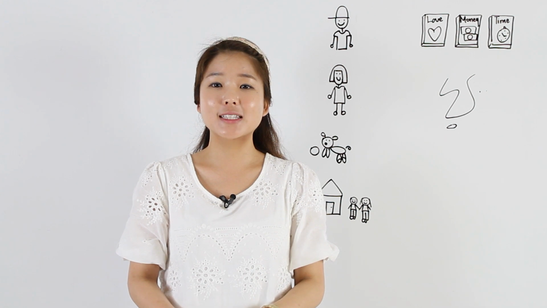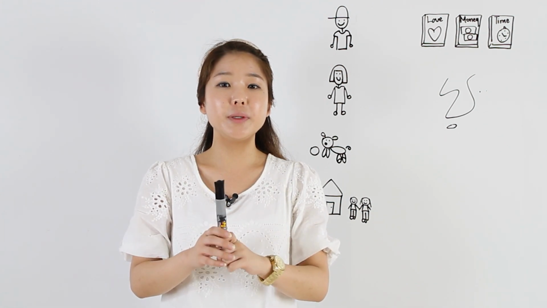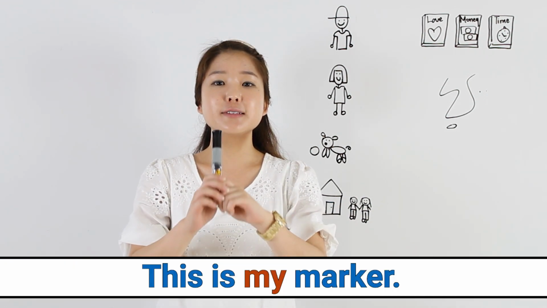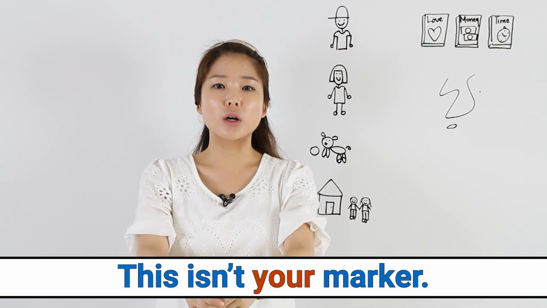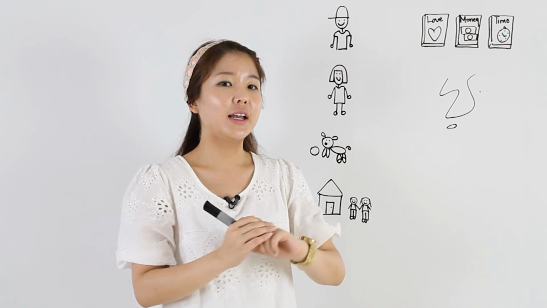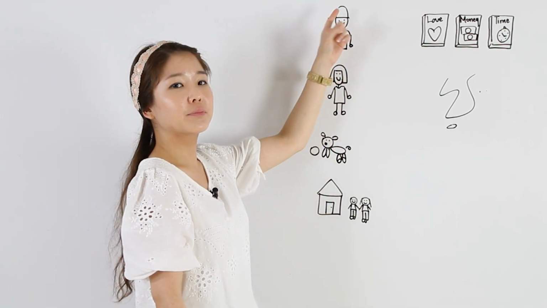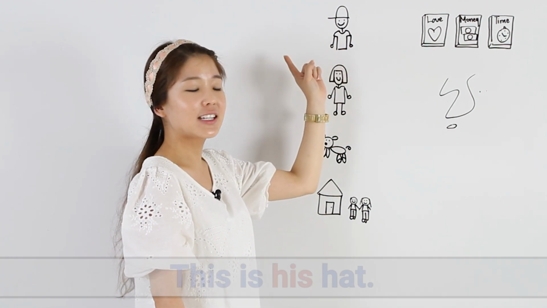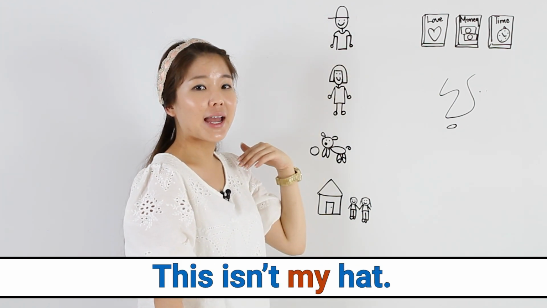Okay, let's practice together. Now, here I have a marker. It belongs to me. So I have to say, this is my marker. This isn't your marker. This is my marker. Okay, let's look at this boy. He has a hat. So I have to say, this is his hat. This isn't my hat.